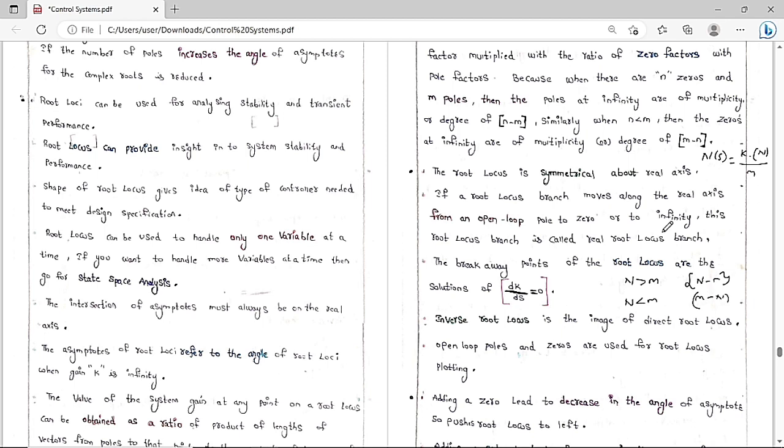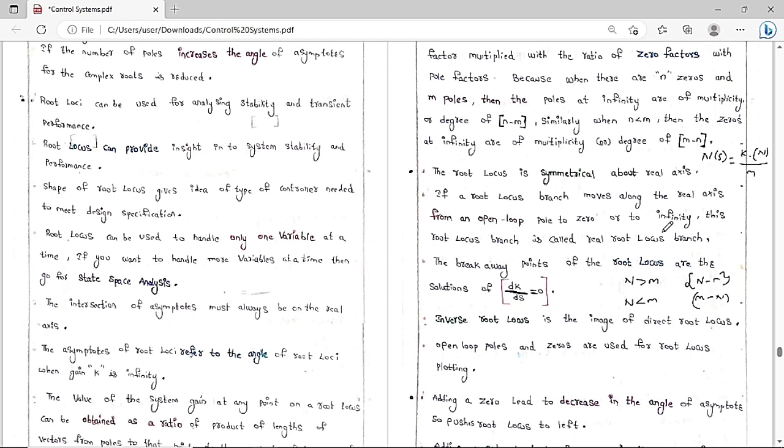The next point is that adding a zero leads to a decrease in the angle of asymptote, so it pushes the root locus to the left. I've already told you, whenever you add a zero to the open loop transfer function, the root locus is going to shift to the left half of the S-plane, so stability is going to increase. So by adding a zero to the open loop transfer function, the root locus shifts to the LH of the S-plane.